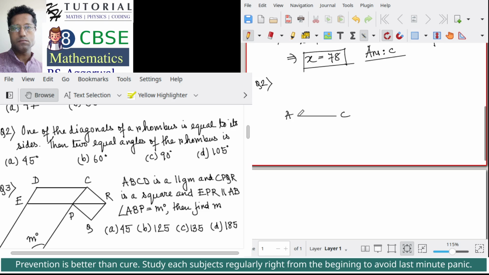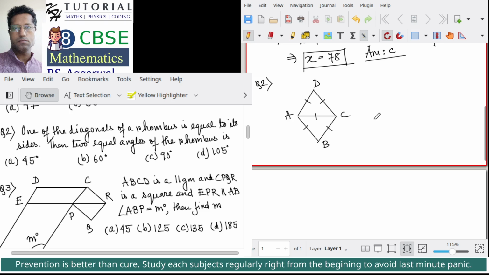Let's say this is the rhombus. So ABCD is the rhombus where this diagonal AC is equal to all the sides. In the rhombus, all the sides are equal, and also the diagonal AC is equal to all the sides. And it is asking then two equal angles of the rhombus is.